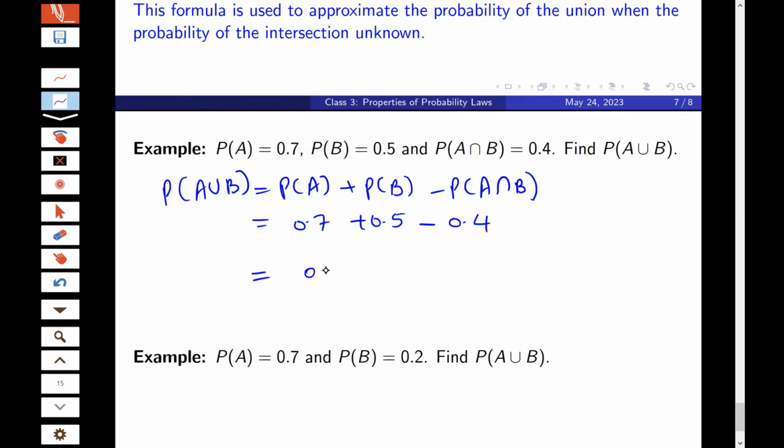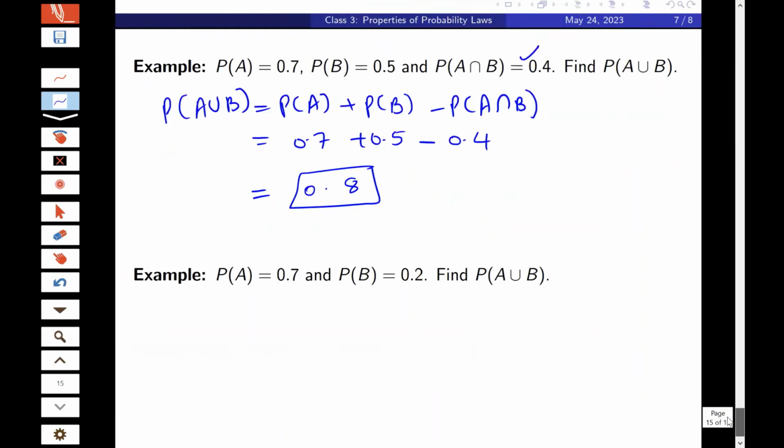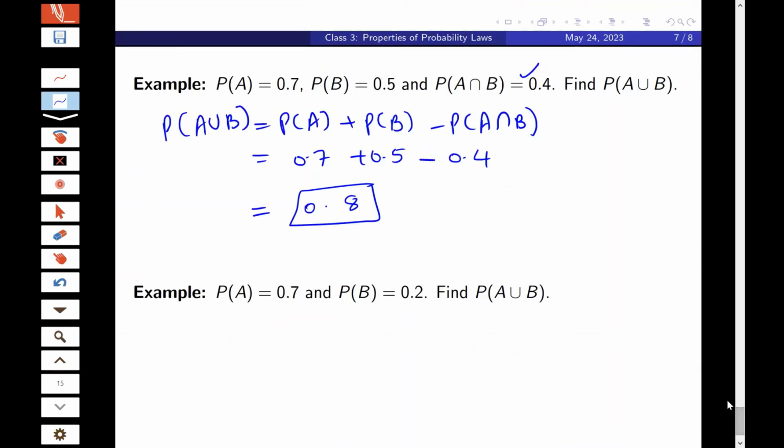You can use your calculators. The answer is going to be 1.2 minus 0.4, which is 0.8. So in this case, the intersection is given, and we can find the answer for A union B. Now let's see the second example.